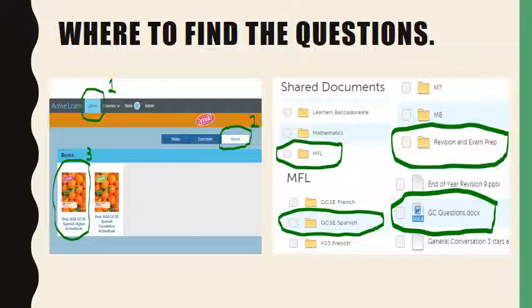The second way of finding the general conversation questions is to log into Portico through the school website. Same password and login as you would use on any computer in school, to then go to the shared documents, click on MFL, and then GCSE Spanish, revision and exam prep, and then scroll down until you find the Word document entitled GC questions.